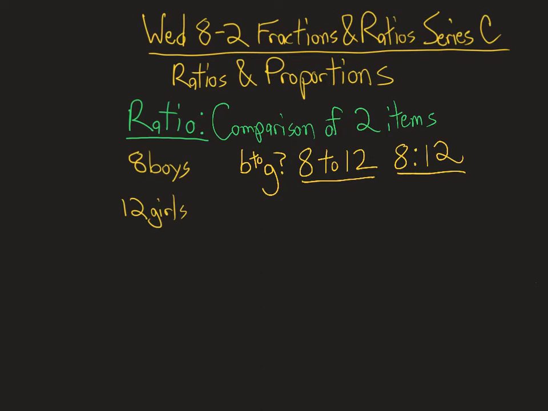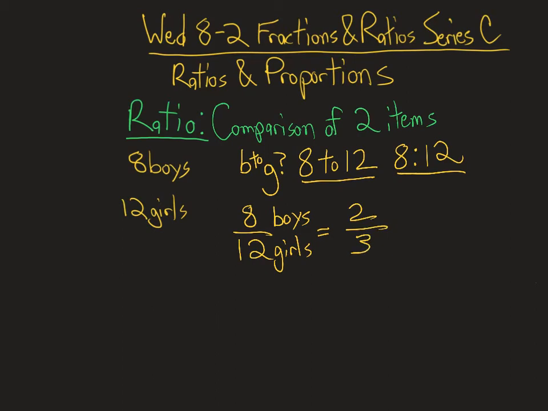But the way we normally write them, and most of the time we'll see them, is as a fraction, like this, 8 over 12. And again, that's the boys, 8 boys, and the girls. Okay? Now notice if it's written as a fraction, we can also use it in a similar way as a fraction, so we could reduce this. We've been doing that this week. We can divide out the common 4, that's a factor for both 8 and 12, and we'll end up with 2 over 3.